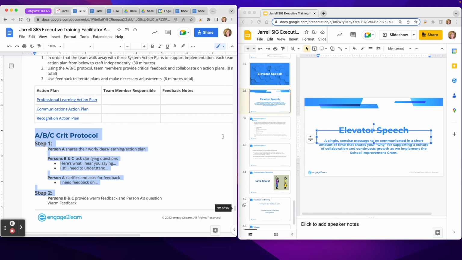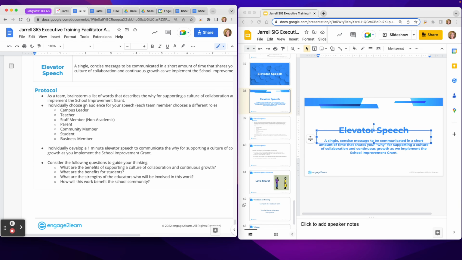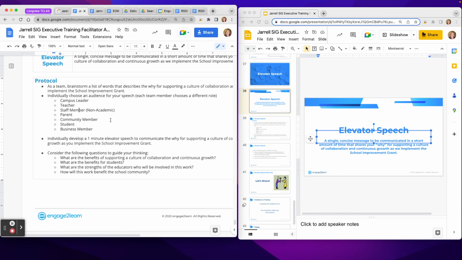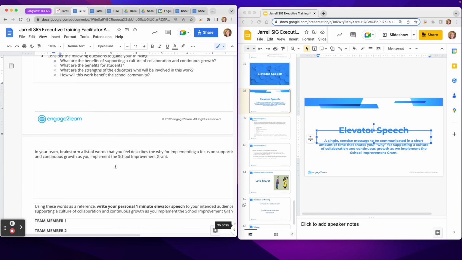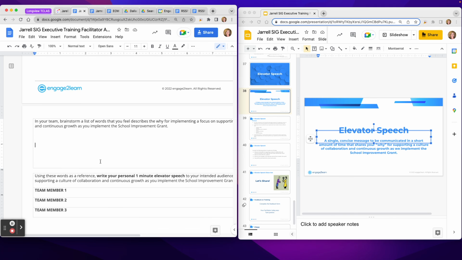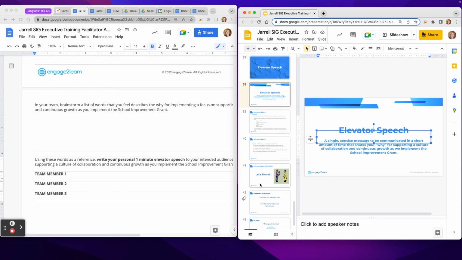And so in their workspace, they have a place for them to identify maybe who's the target of their speech. And you can encourage them to choose different people as their target. Maybe one person is going to choose teachers, maybe one parents, maybe one board members or community members. And there are some guiding questions. And then they can talk to each other about what are some important words to include. And then each person develops their speech and they can share out.